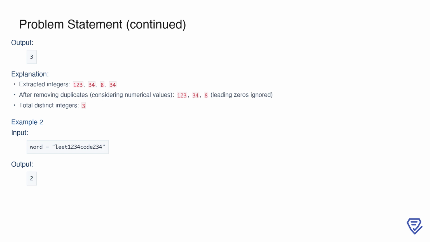Another example is the input word = "leet1234code234". Here, the extracted integers are 1234 and 234. Both are unique, so the total distinct integers are 2, and the output is therefore 2.